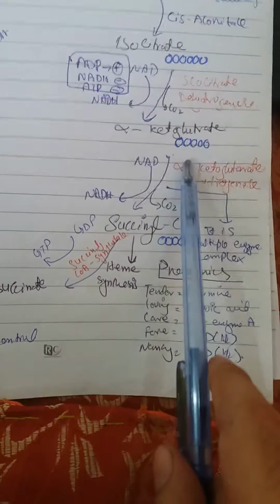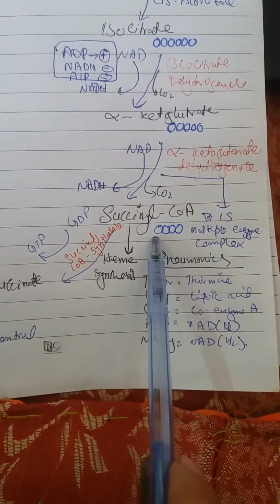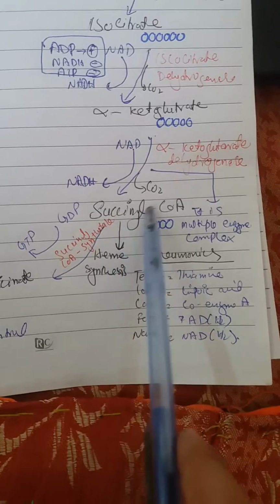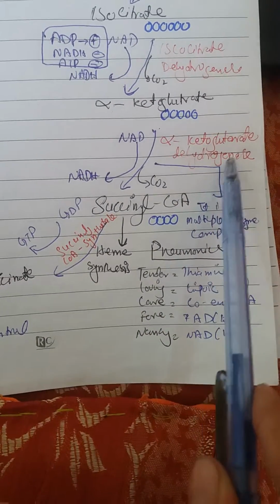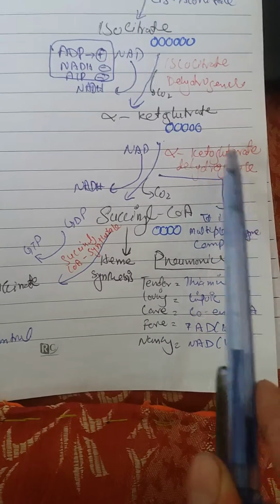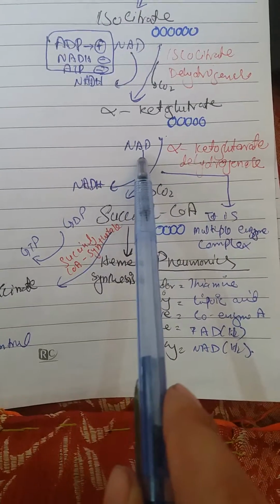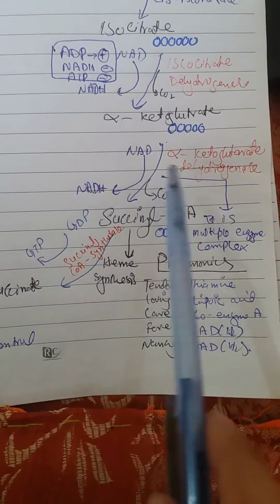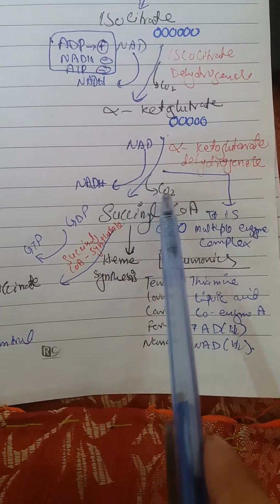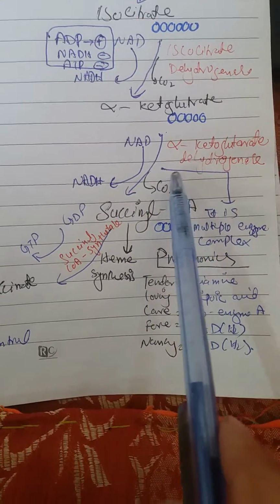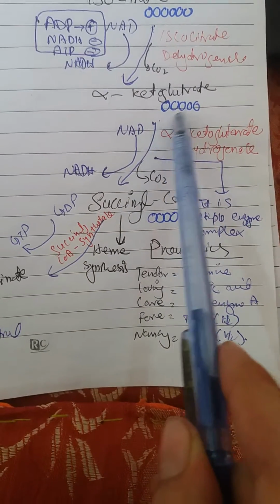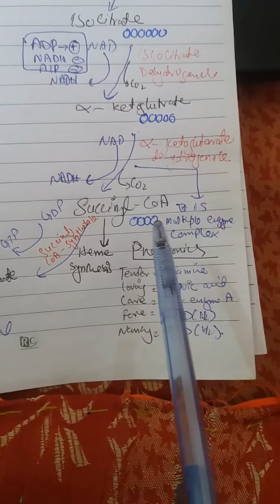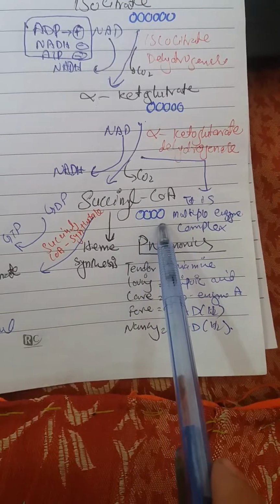Now this alpha ketoglutarate is converted into succinyl-CoA by another important enzyme known as alpha ketoglutarate dehydrogenase. As the name suggests, a dehydrogenase reaction occurs in which NAD is converted into NADH, and another decarboxylation reaction occurs in which one other carbon atom is removed. So now this 5 carbon unit is converted into a 4 carbon unit.